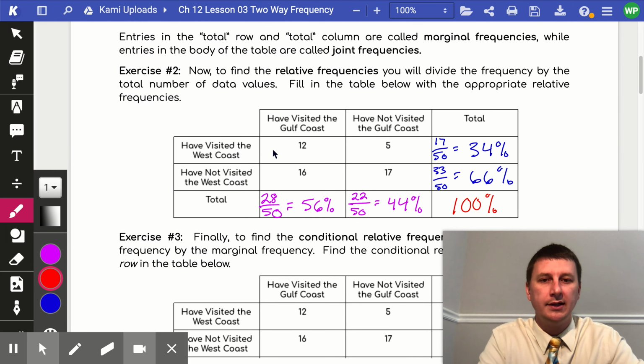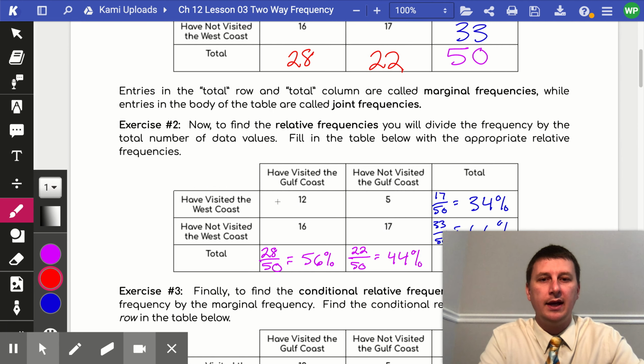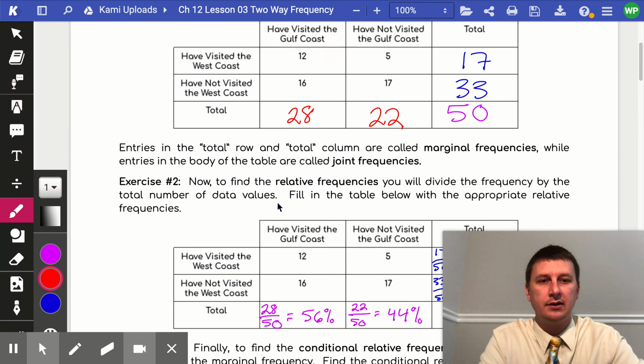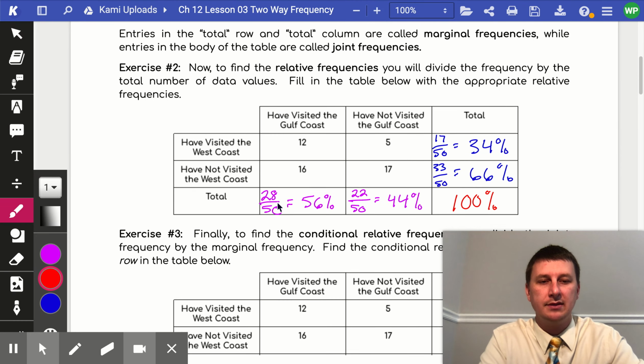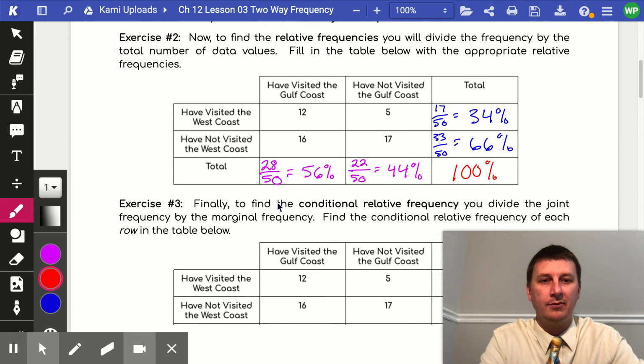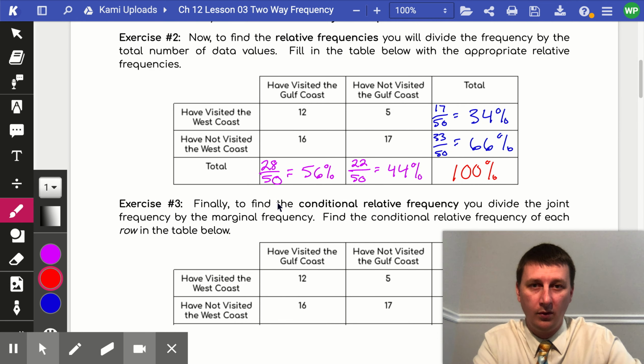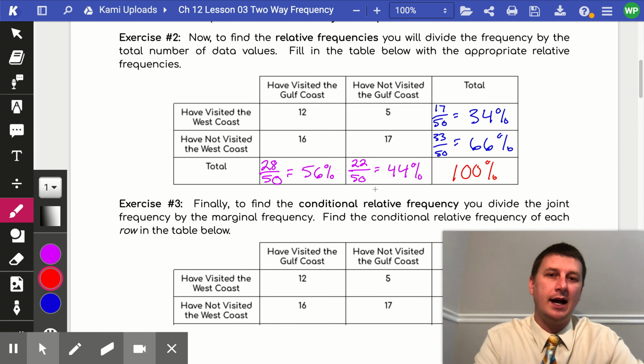So again, these are relative frequencies, and maybe a percentage might be more accurate than a number, because just because a number is larger doesn't mean it's going to have a higher percent, because it's based on the whole amount of information and not just one specific part.